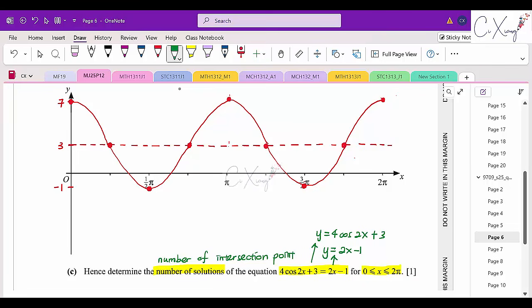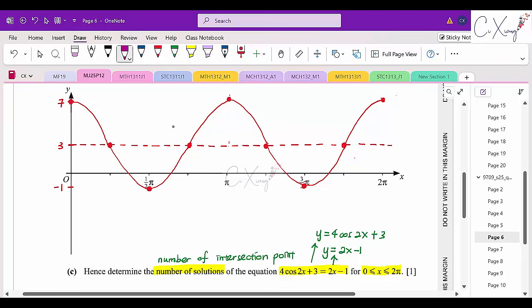You need to see, if I draw these two graphs together on the same axis, how many intersection points there are. One intersection point means that this equation has one solution or one root. If you have two intersection points, then you have two solutions or two roots. We have already sketched the graph of 4 cos 2x plus 3 in part B. Let's now sketch y equals 2x minus 1.